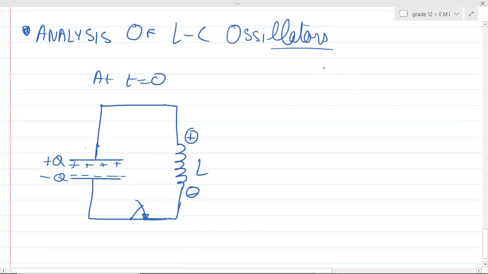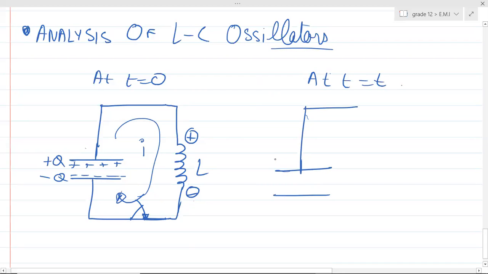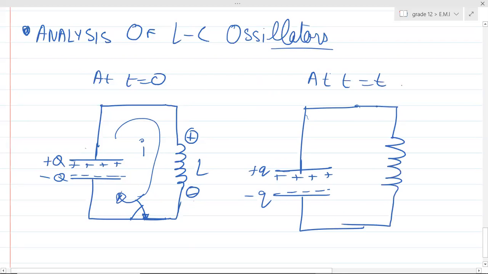Now what will happen? The current will start flowing in what direction? The current starts flowing in this direction. Yes or no? Due to which this is positive and this is negative. So now at any general time t, if I say the charge on the capacitor is, let's say, plus q, and here it is minus q, and the current through the inductor is, let's say, I. What is the EMF across this? The magnitude of EMF is basically L into di by dt, right? Yes or no?